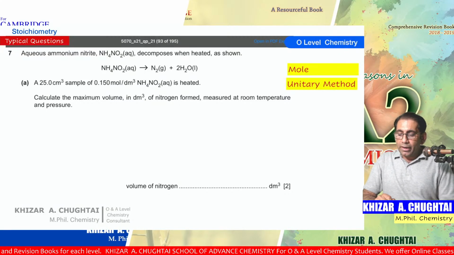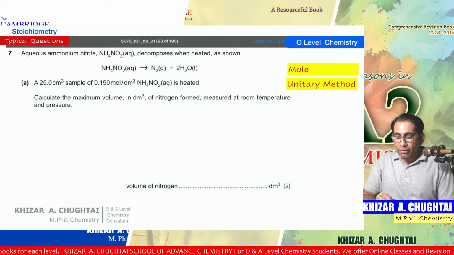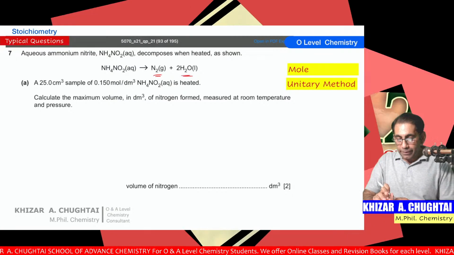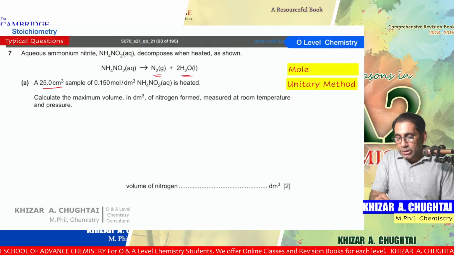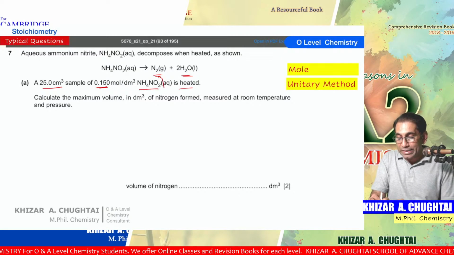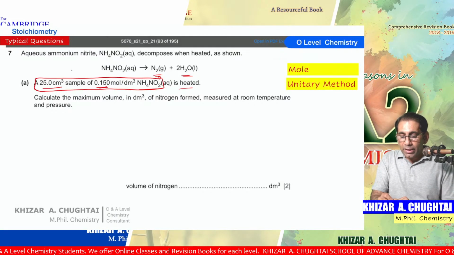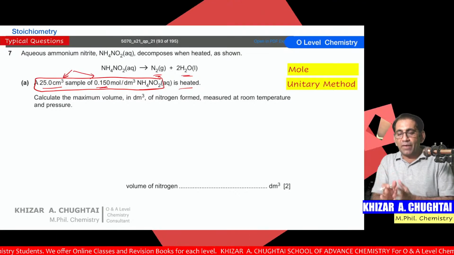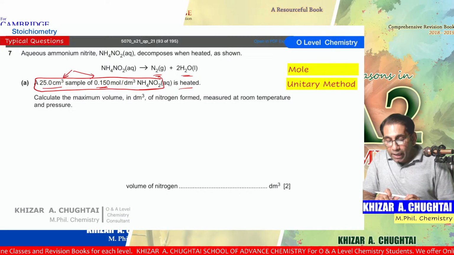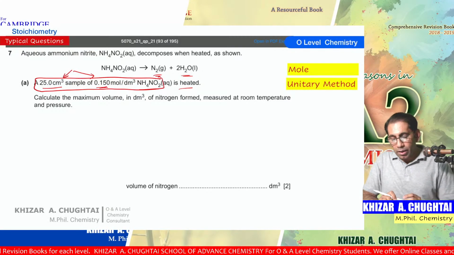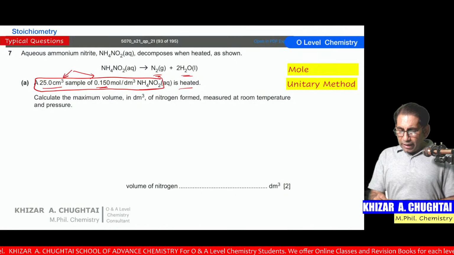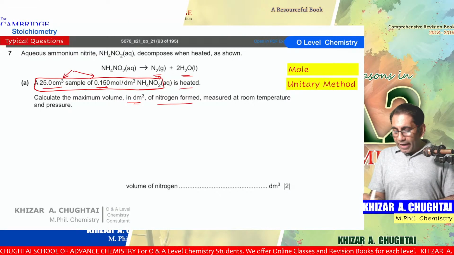Aqueous ammonium nitrite decomposes when heated as shown: NH4NO2 goes to nitrogen and H2O liquid. A 25 centimeter cube sample of 0.150 mole per dm cube NH4NO2 is heated. Once again, volume and concentration of the same species can be used. We can use these two values to find the number of moles. Calculate the volume in dm cube of the nitrogen made at room temperature and pressure.